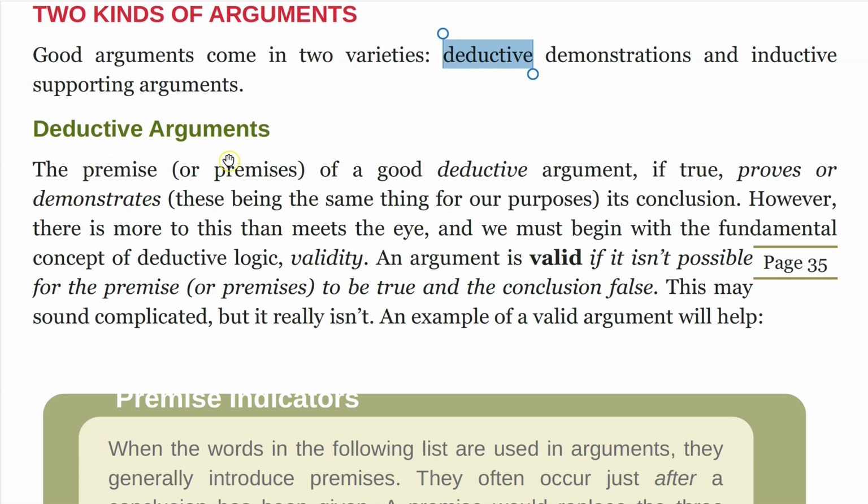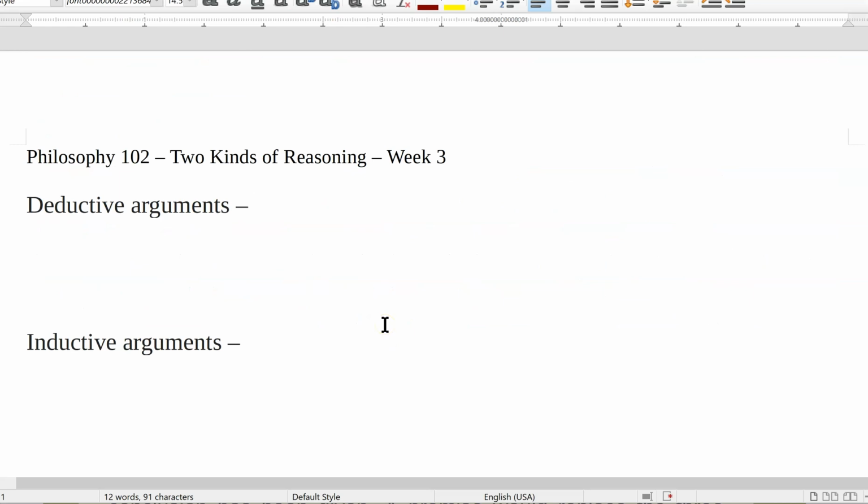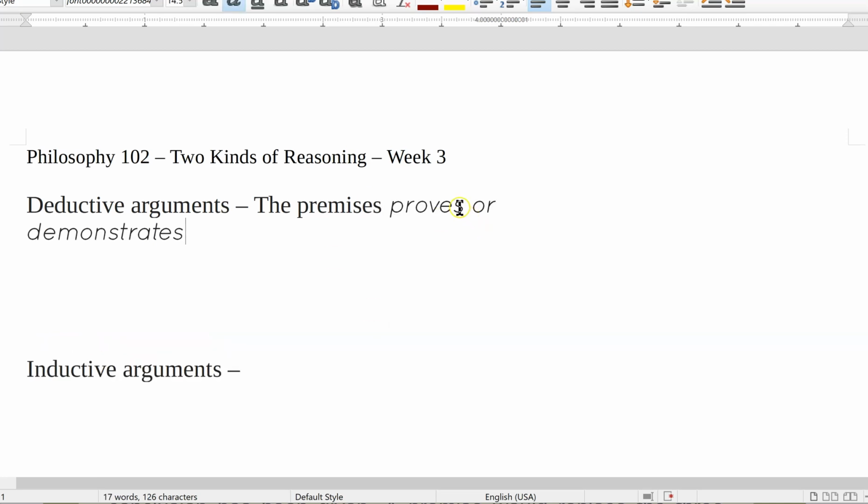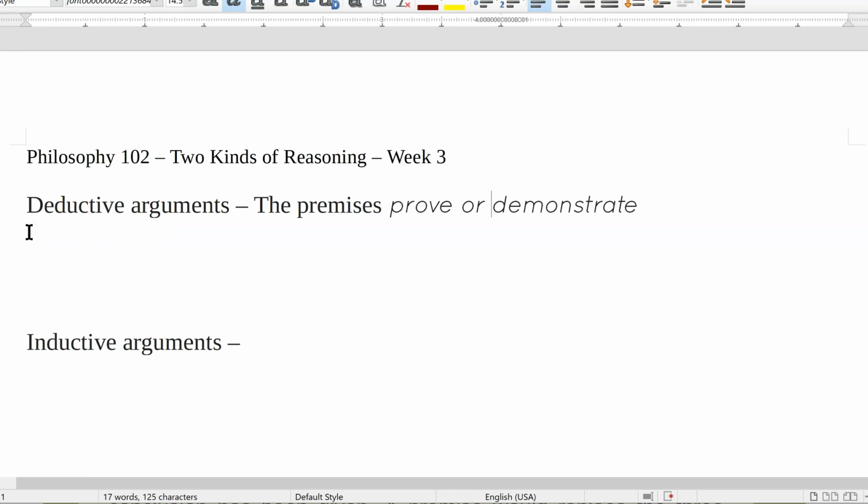So we're going to talk about deductive arguments first. The premise or premises of a good deductive argument, if true, proves or demonstrates the conclusion. Right, so let's get that in the notes. So, what does it mean to prove or demonstrate? Let's have a bit of a chat about that.